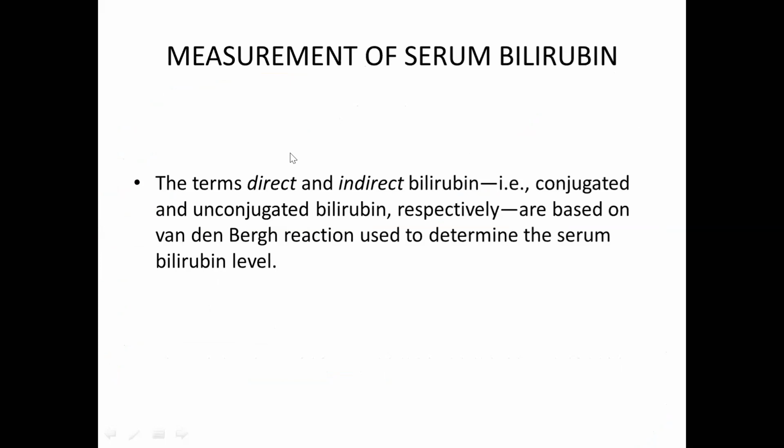The next part is laboratory investigation, in which you need the measurement of serum bilirubin. As you all know, bilirubin is conjugated and unconjugated. Direct, or conjugated, bilirubin is usually written as direct bilirubin on the laboratory report, and unconjugated bilirubin is written as indirect bilirubin. These are based on the Van den Bergh reaction, which is used to determine the serum bilirubin level.